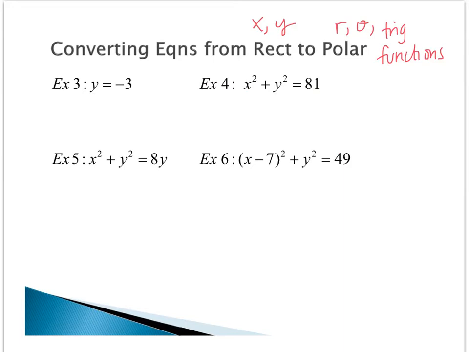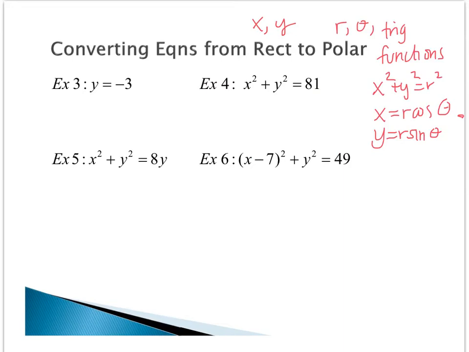As we are doing our conversions, things that we want to keep in mind are the formulas x squared plus y squared equals r squared, and x equals r cosine theta, and y equals r sine theta. Those are going to be the formulas that we will use to substitute back and forth to convert from rectangular to polar and vice versa.